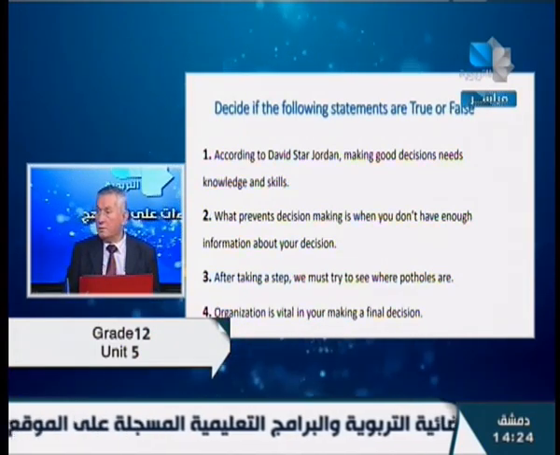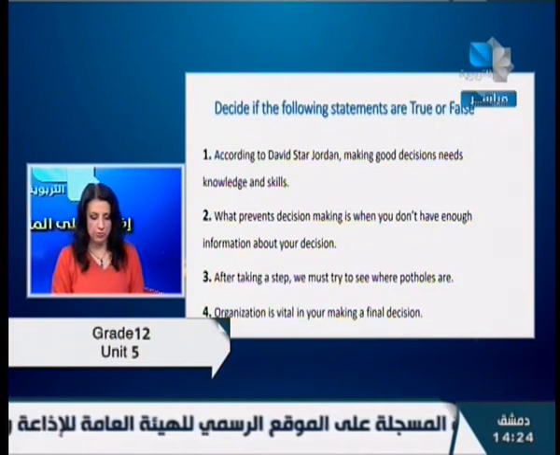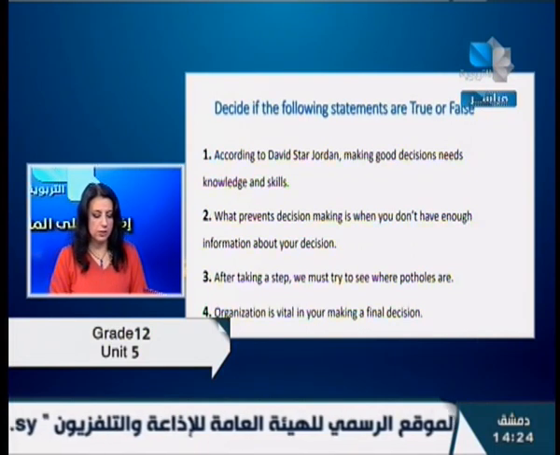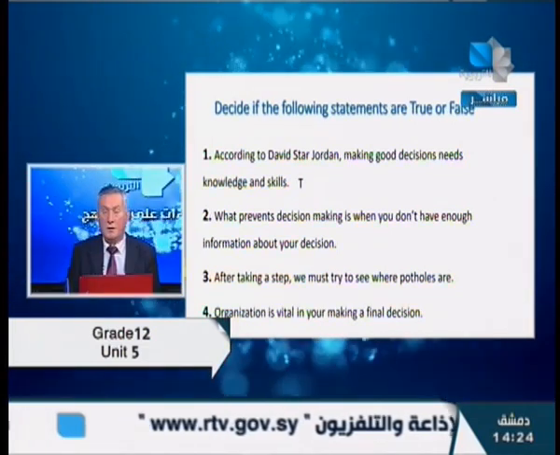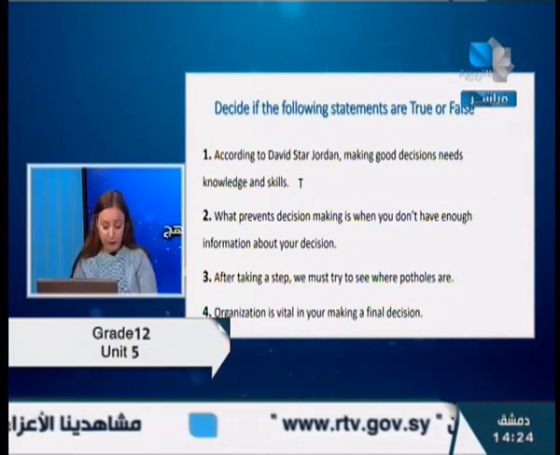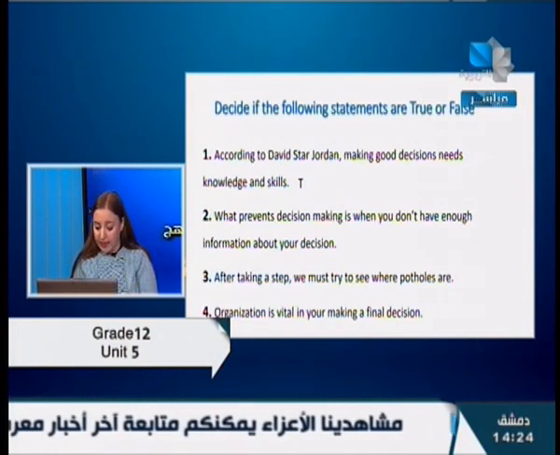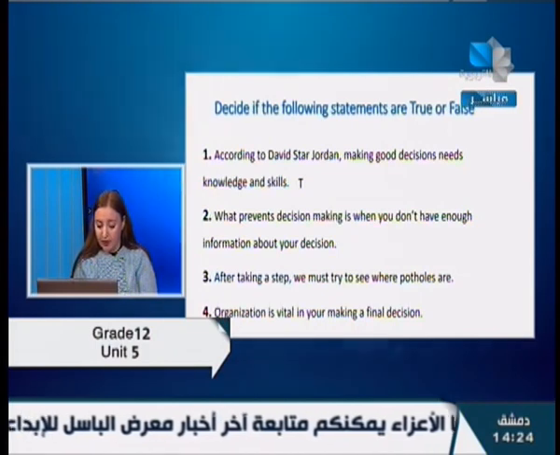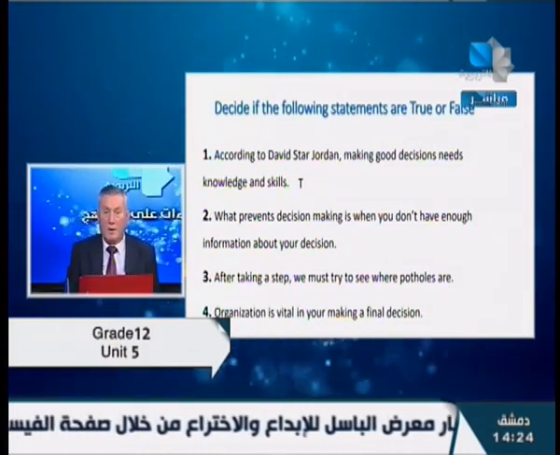Now we have another question, which is decide if the following statements are true or false. Number 1, according to David Starr Jordan, the one you read the quote from, making good decisions needs knowledge and skills, and this is true. Okay, the first one is true. Number 2. What prevents decision making is when you don't have enough information about your decision. This is also true. Yes.